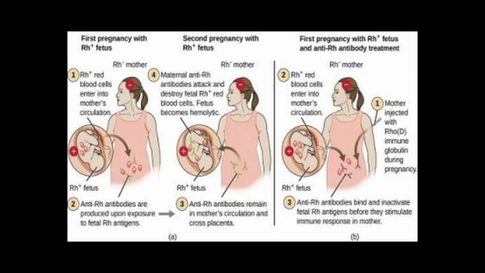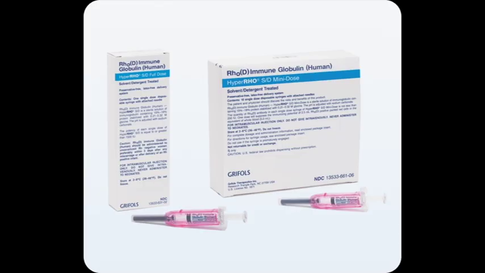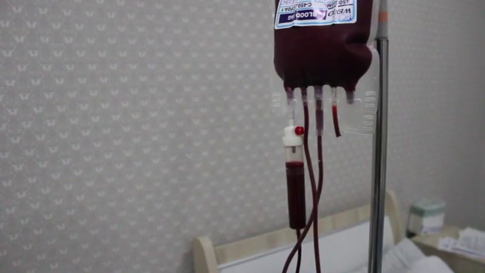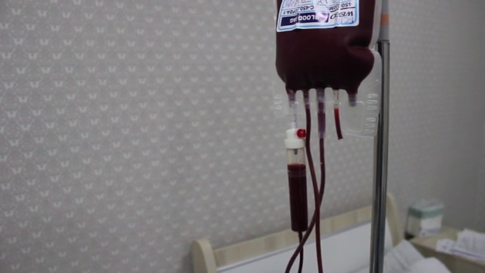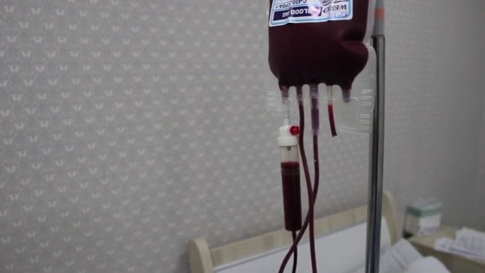If an Rh-negative mother carries an Rh-positive baby, her immune system might attack the baby's red blood cells, causing a condition called hemolytic disease of the newborn, or HDN. To prevent this, medical professionals administer an injection of Rho-D immune globulin, commonly known as RhoGAM, to Rh-negative mothers during and after pregnancy. The Rh-negative classification also plays a critical role in blood transfusions.